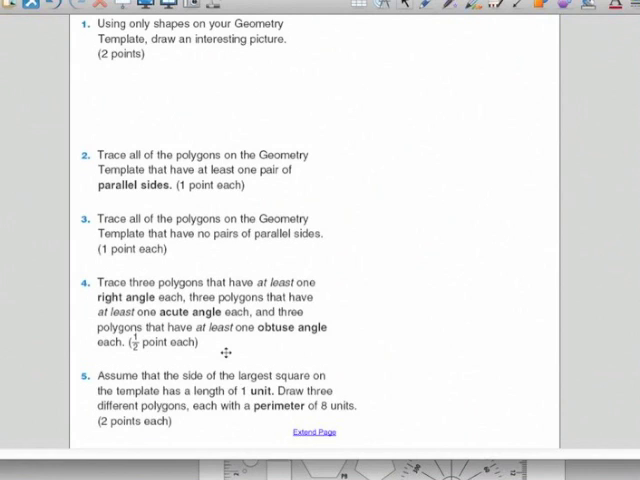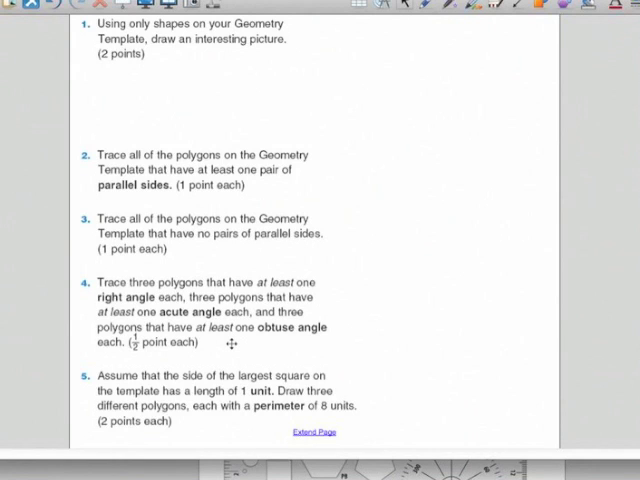And it's 1 point each for each little drawing you do. So this one, number 1 up here, is just 2 points for the whole drawing. Down here on number 2, it's 1 point for each shape you draw that has parallel sides. And this is 1 point each for each shape you draw that has no parallel sides.